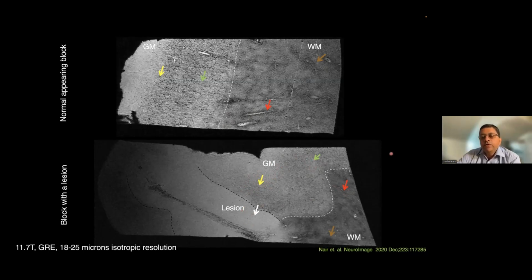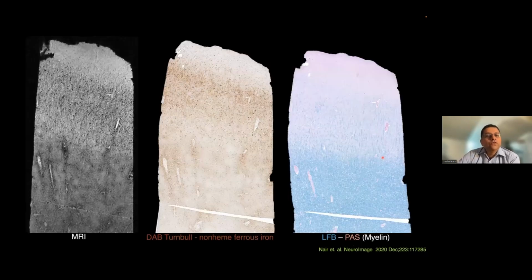So we wanted to know what was causing this. So this is MRI. This is DAB Turnbull, standing for iron, and this is LFB PAS, standing for myelin. And we found these dots, the punctate signal, corresponding to this. So you can see that the MRI and the histology are very well matched. So it's very easy to figure out what the signal is, right? So you can see those punctate hypointensities. You can see the linear hypointensity or linear signal right there. And you can see the patchiness in the white matter. And you can see some signal around blood vessels.